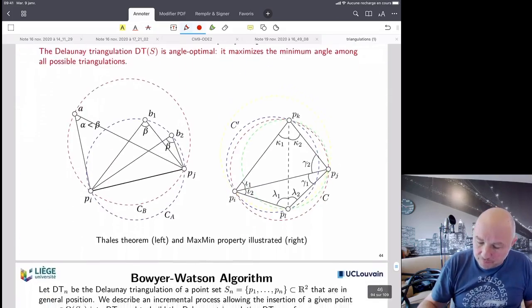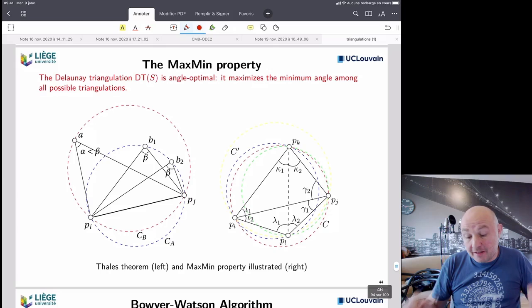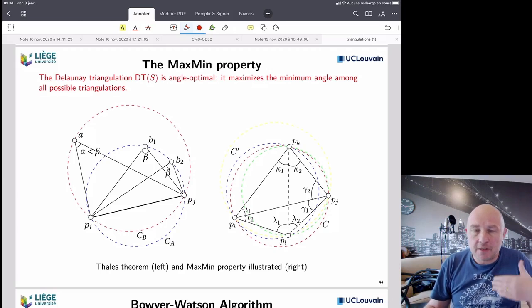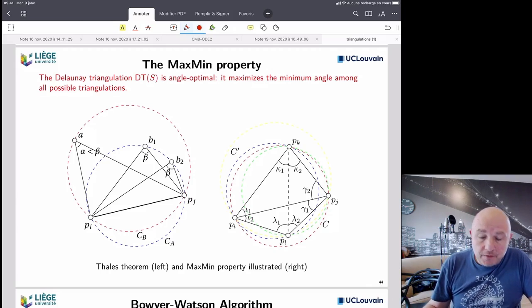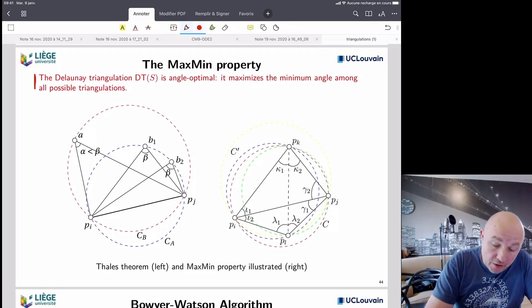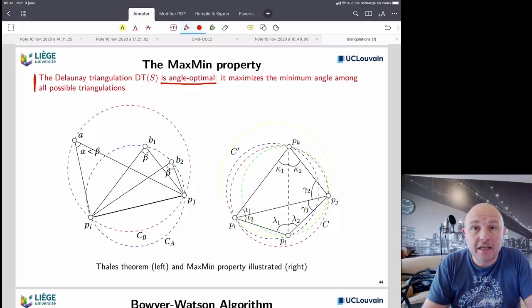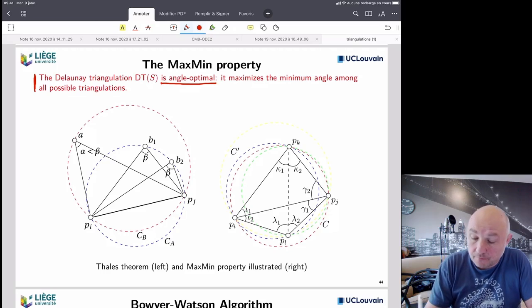But at first, I'm not going to prove that thing. It's in my notes. If anybody wants to have a proof of that, it's quite a long proof. But this is an amazing property. What does it say? It says that the Delaunay triangulation is angle optimal, which means that the Delaunay triangulation gives you nice, beautiful triangles. So what is, in quotes, this property?